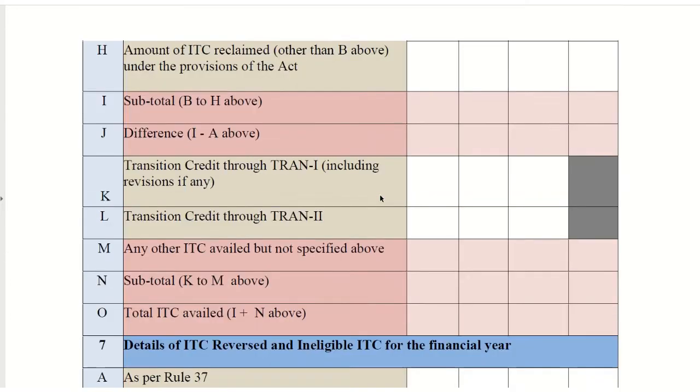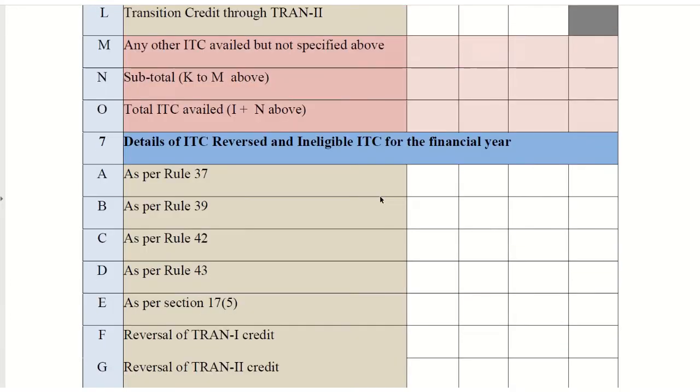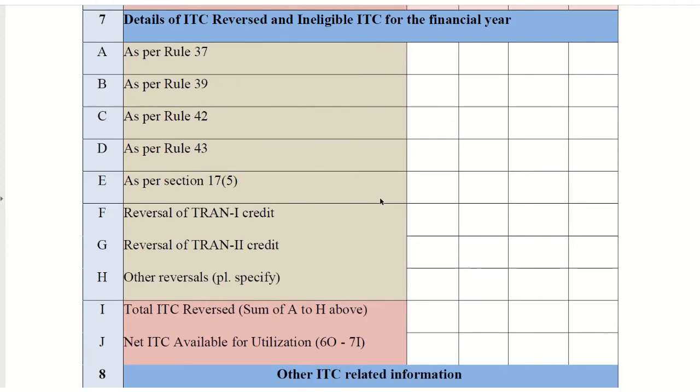Now the next change is brought in table number 7. Table number 7 is kept the same as it was for the year 2021. Any reversals with regard to these 7A to 7E can be merged with 7H itself. That is, you need not specifically bifurcate and show these figures. However, for Tran 1 and Tran 2, you have to specifically bifurcate and show these figures. You cannot merge them with 7H.